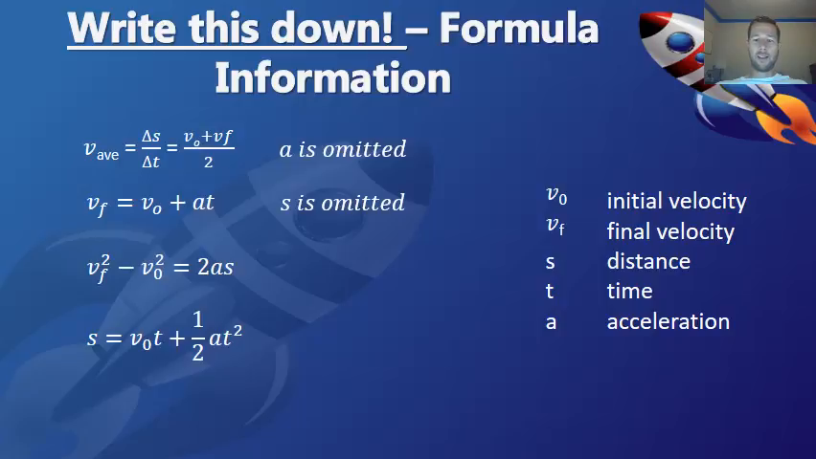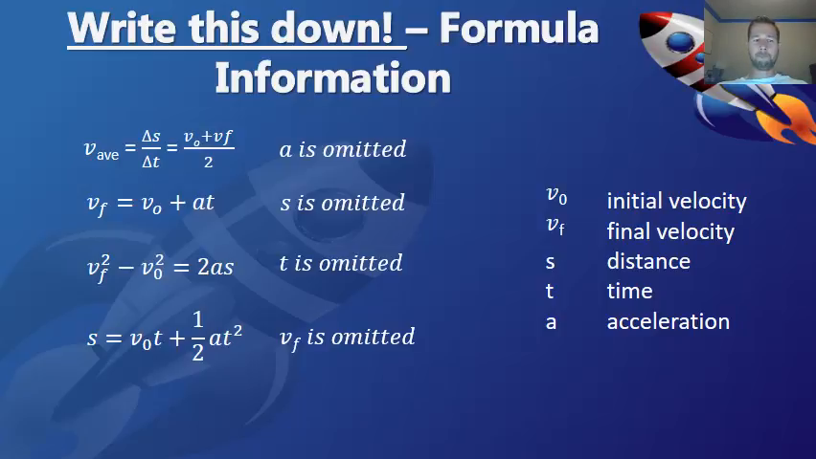There are some variables that are used when talking about projectile motion, which are listed on the right, and they include the initial velocity denoted by V0, the final velocity denoted by VF, distance denoted by S, which is not to be confused with seconds, the units of seconds, time, which is T, and acceleration with a lowercase a.